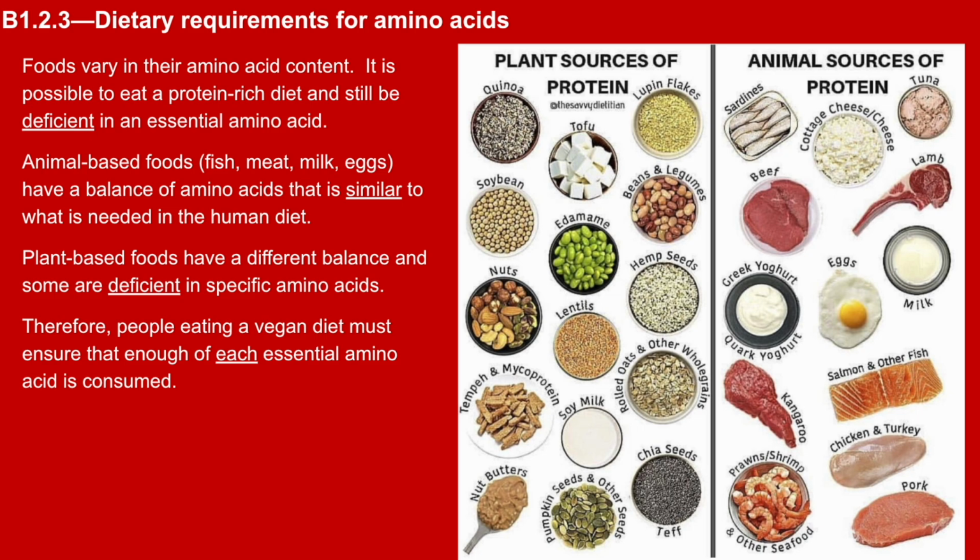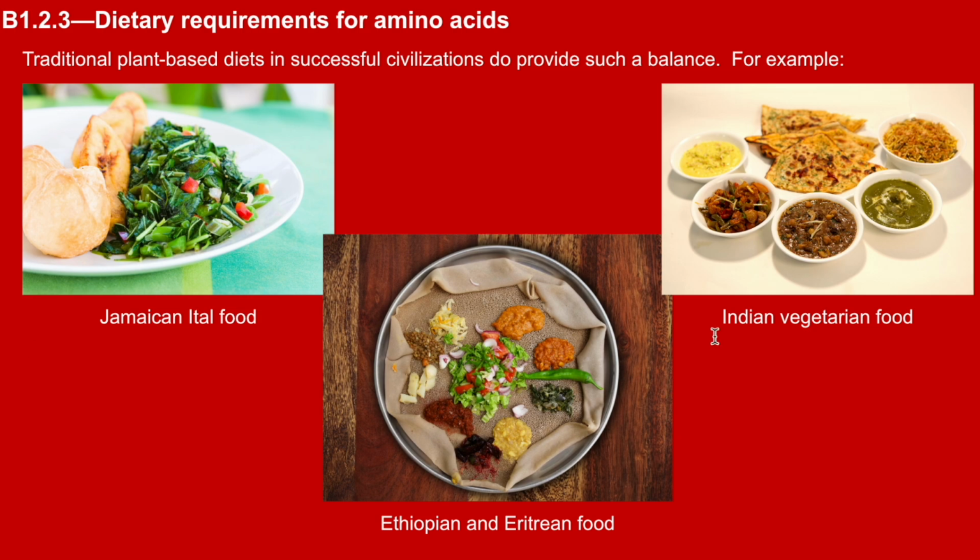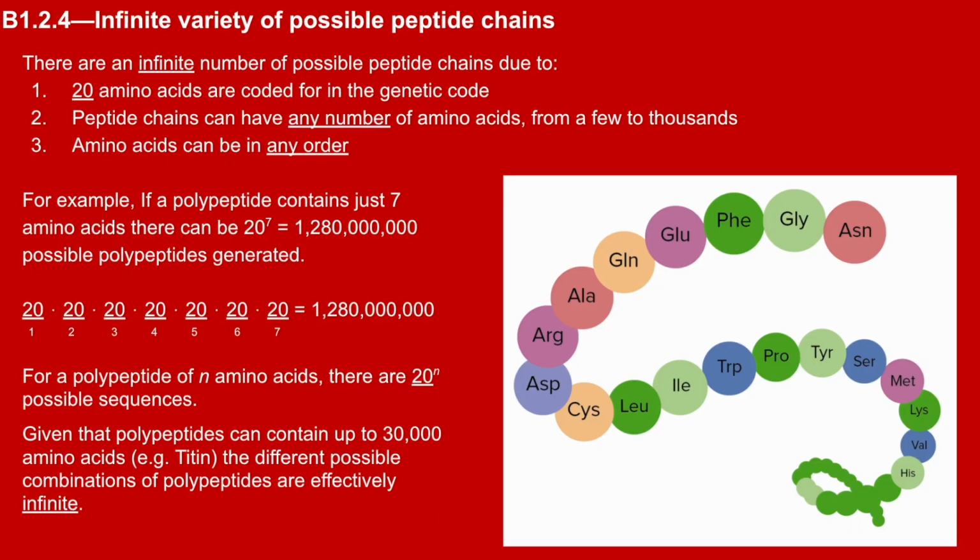Now, if you do eat meat, you are probably going to get a balance of amino acids that's similar to what's needed in the human diet. However, if you are a vegetarian or vegan, especially a vegan, it's going to be really important that you have enough of each of those essential amino acids and that you make good choices with knowing about the different needs for these different amino acids. This is totally possible to do in a healthy way. In fact, there are traditional plant-based diets in successful civilizations that provide a balance. Here are some examples, but just a quick note that it's going to be important that you are educated and aware that you do need to have that variety of amino acids as a vegan.